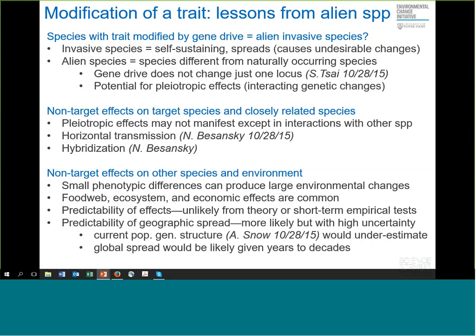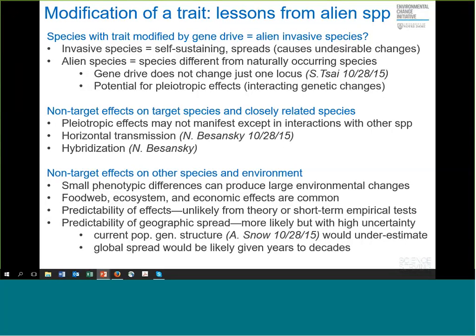What's the predictability of those effects? With respect to the charge of this committee and thinking about recommendations for research or application in the future, I tried to think a little bit about what kinds of potentially negative, non-target, unintentional effects might be predictable.